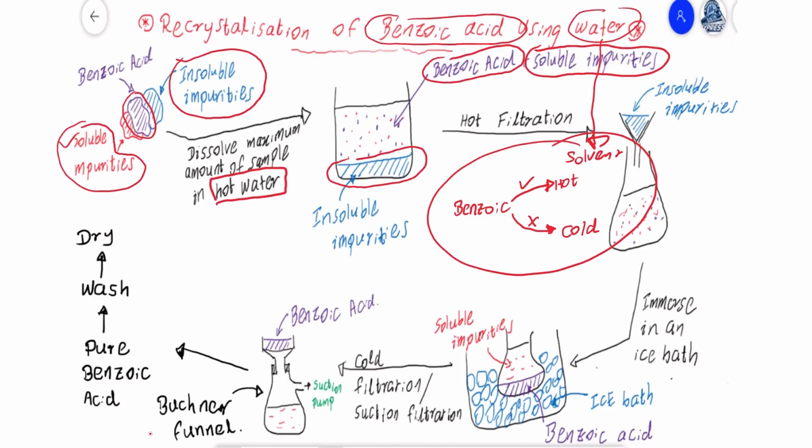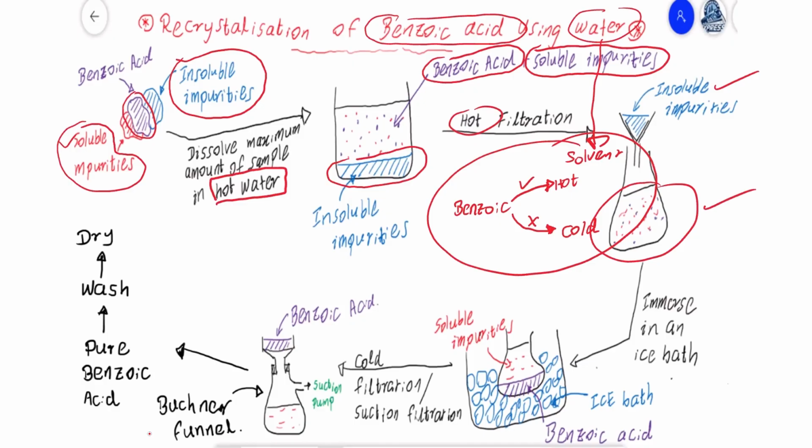Now I have to do the filtration while this solution is hot. We call it hot filtration. For that I take a warm funnel and a warm conical flask. How can I get a warm funnel? Until we start the filtration, we keep this glass apparatus in a hot water bath. Whenever we want to do the filtration, we do it fast. Now the insoluble impurities are removed from the solution. Now we end up with only the benzoic acid and soluble impurities here.